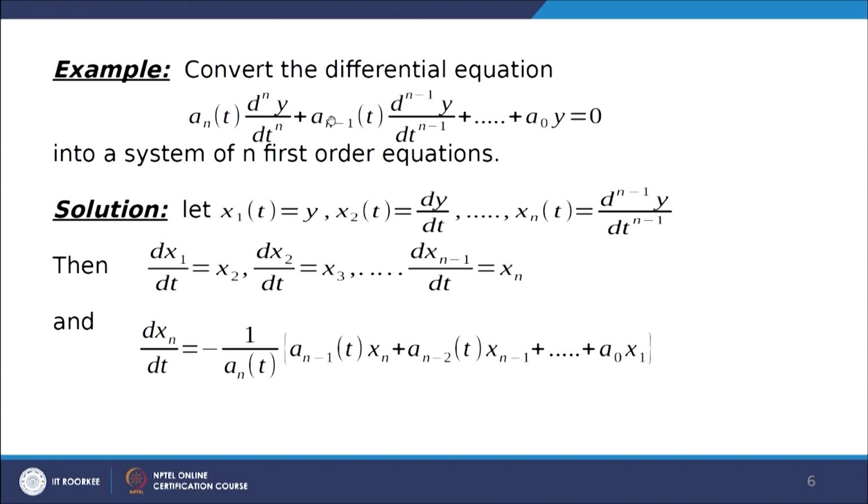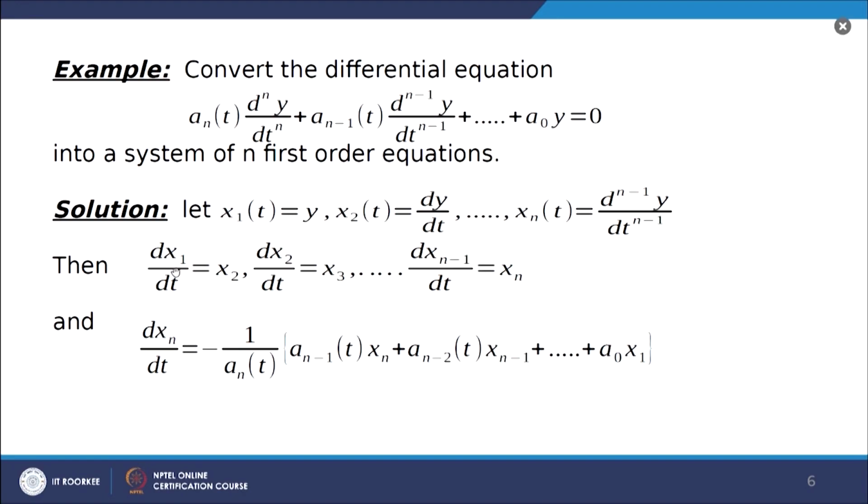What we do is we transpose all these terms to the other side and divide by a_n(t), assuming that a_n(t) is not equal to 0 for any t. Then dx_n/dt will be minus 1 upon a_n(t), and then a_{n-1} into x_n, a_{n-2} into x_{n-1}, and so on, a_0 into x_1.